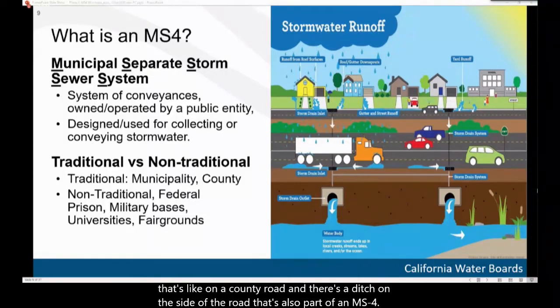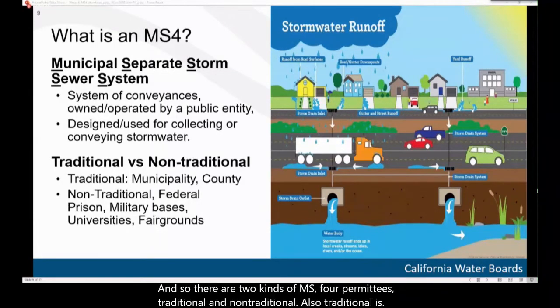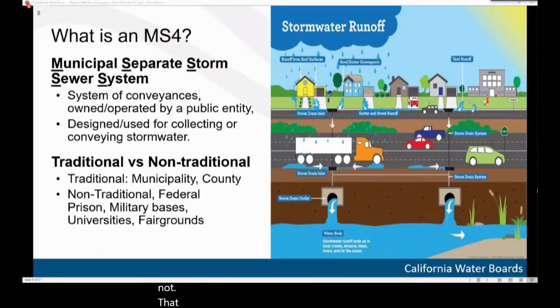There are two kinds of MS4 permittees, traditional and non-traditional. Traditional is what you'd primarily think of, like a municipality or a county. You think of the city. Non-traditional covers permittees that are less common, such as federal prisons or hospitals, military bases, universities, school districts, community colleges, or fairgrounds.